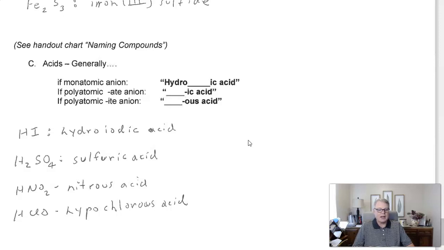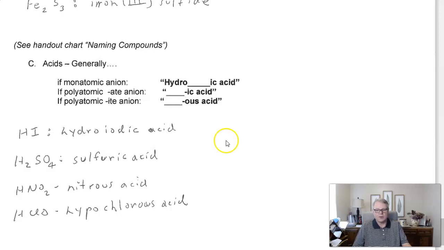Well, if it's the monatomic anion, usually it's hydro as the first part of the name, and then put an ic acid on the end of it. If it's a polyatomic ion, then you don't put the hydro on there. If it's the ate ion, then it's an ic acid. If it's the ite polyatomic ion, then it's the ous acid.